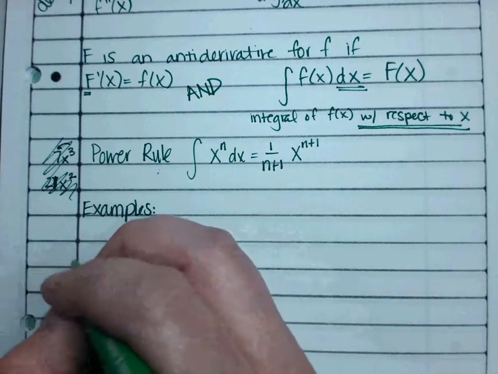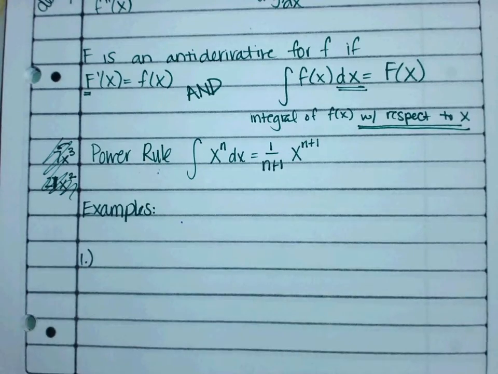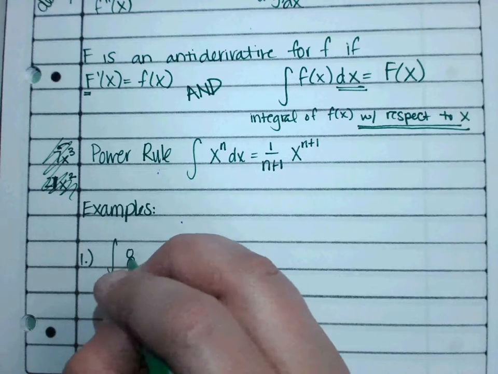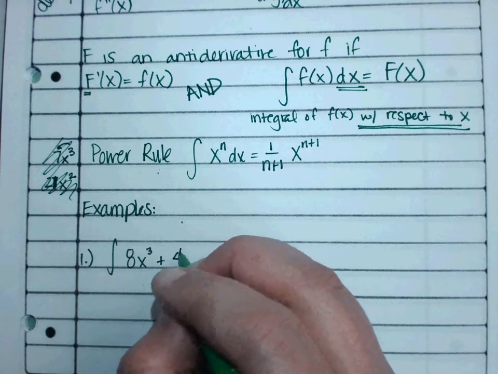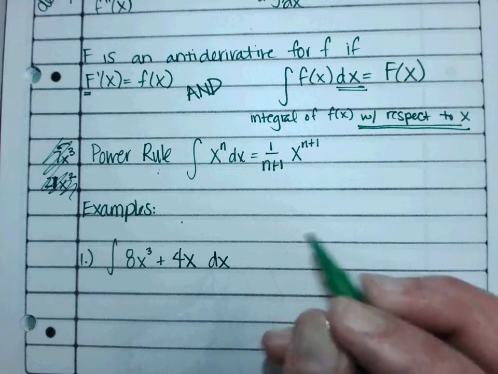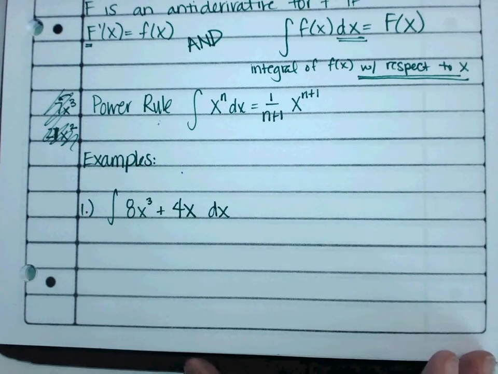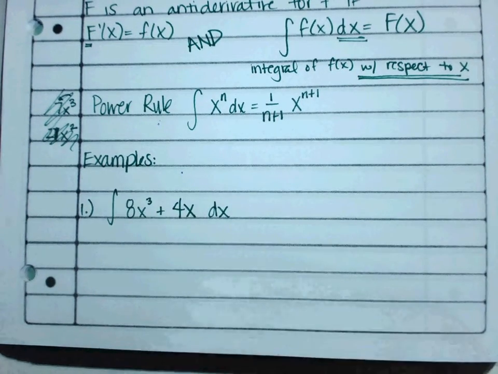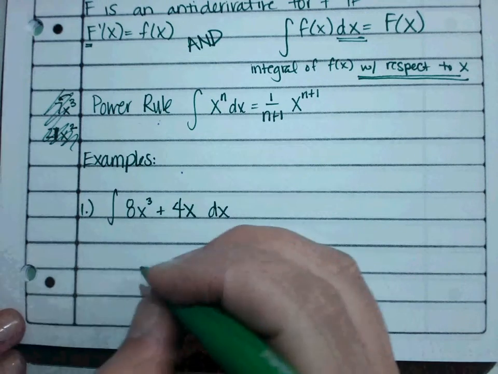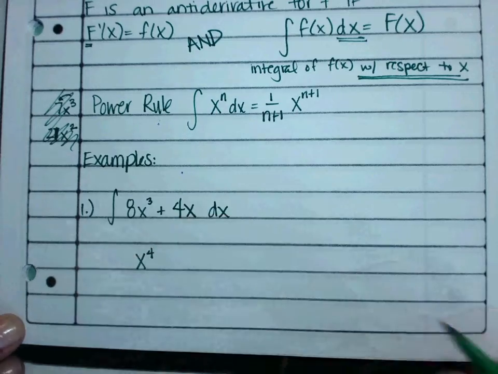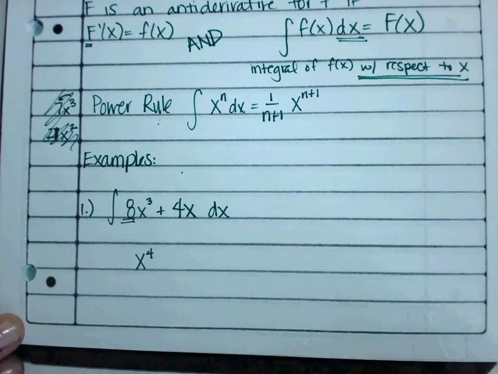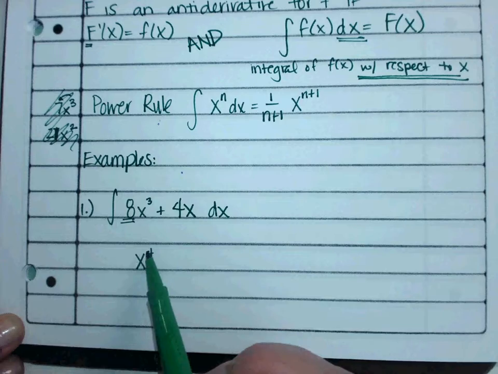Okay, we're going to do the integral of 8x to the 3 plus 4x dx. Okay, so the order is you add 1, then you divide. So if I add 1 to x to the 3, I increase the power. What is it now? X to the 4. Then I take that 4, and I'm going to divide it into the 8. So what is 8 divided by 4?